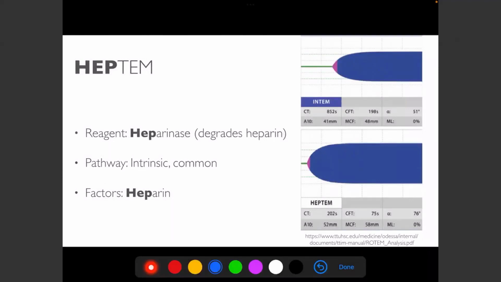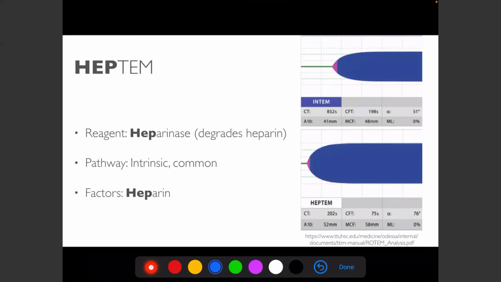So the last two are where I think people get more confused. HepTEM and APTEM are named for the process they block, not the process they represent. HepTEM adds heparinase, so that degrades all the heparin. If you think somebody has too much heparin on board, it'll take that away. So if that normalizes from your INTEM, that means your heparin is too high. Does that make sense? That's a reagent that just degrades all of your heparin that's present. Normally, if it's not a heparin issue, it should be about the same as your INTEM, within a margin of error, so 10 to 15 seconds in clotting time and clot formation time.